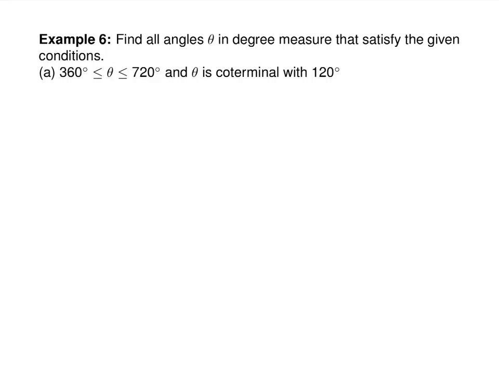So the next thing we're going to talk about just a little bit is how to find angles that are coterminal with other angles. So we want angles in degrees that are between 360 and 720, and the angle needs to be coterminal with 120. So for me, a picture really helps. So you have your initial side. 120 is past 90, but not all the way to 180, right? How much past 90 is 120 degrees? 30. So if this is 90, 120 is just a little bit past that.